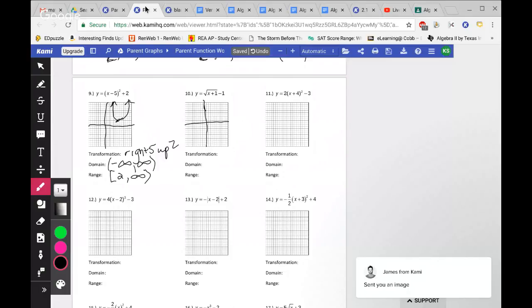Okay, so now our square root. It goes left 1, down 1. Left 1, down 1. So it goes like that.